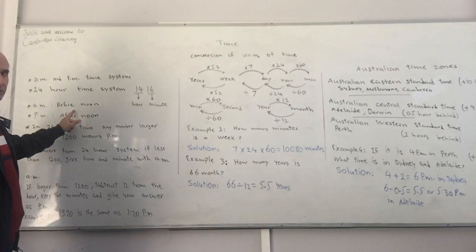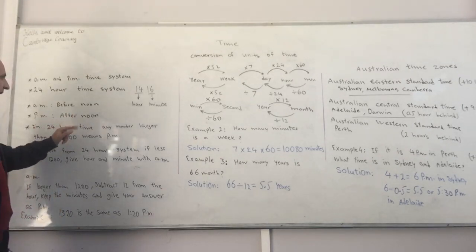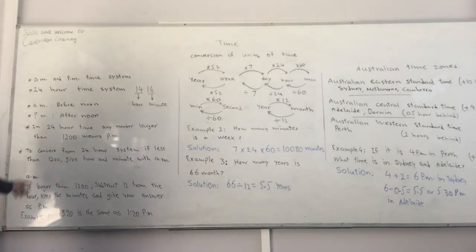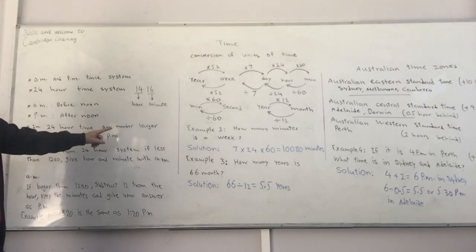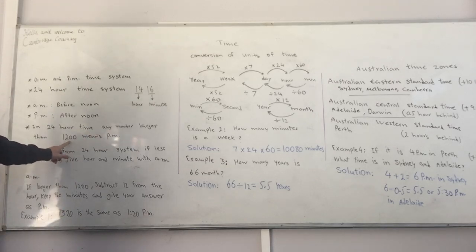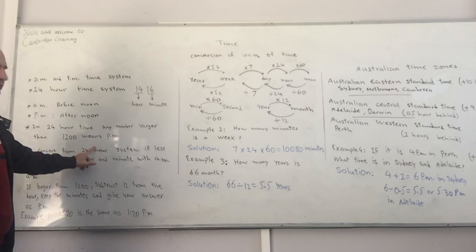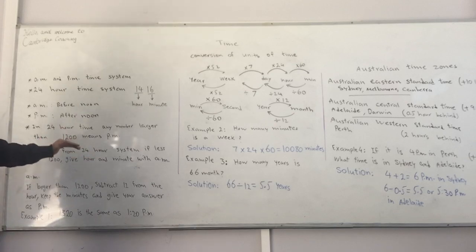AM means before noon and PM means afternoon. In 24-hour time, any number larger than 1200 means PM. So if they give you anything greater than 1200, it means PM. Anything less than 1200, it is AM.